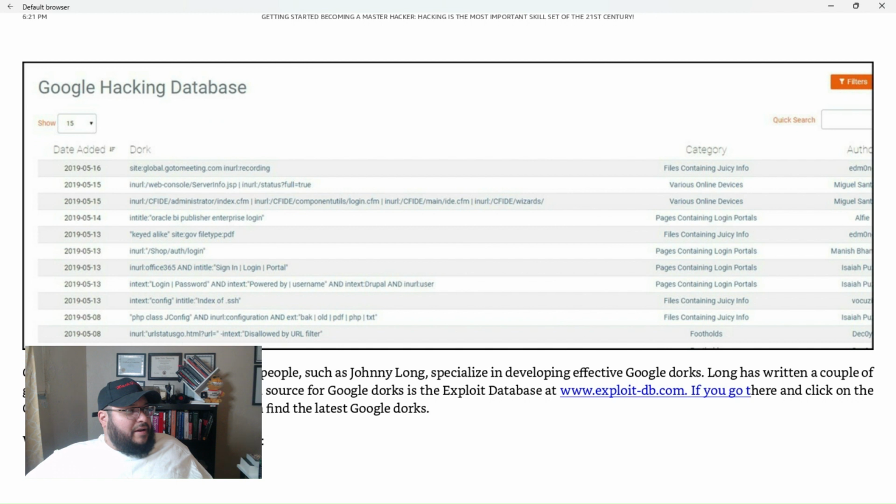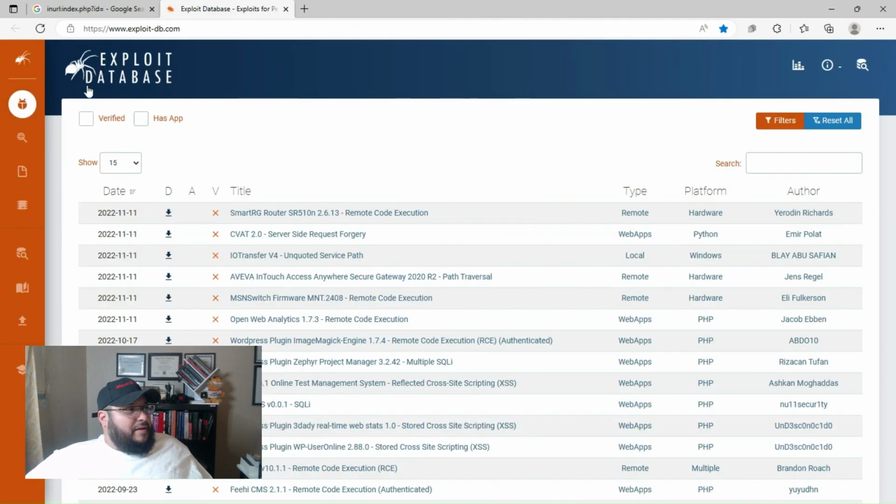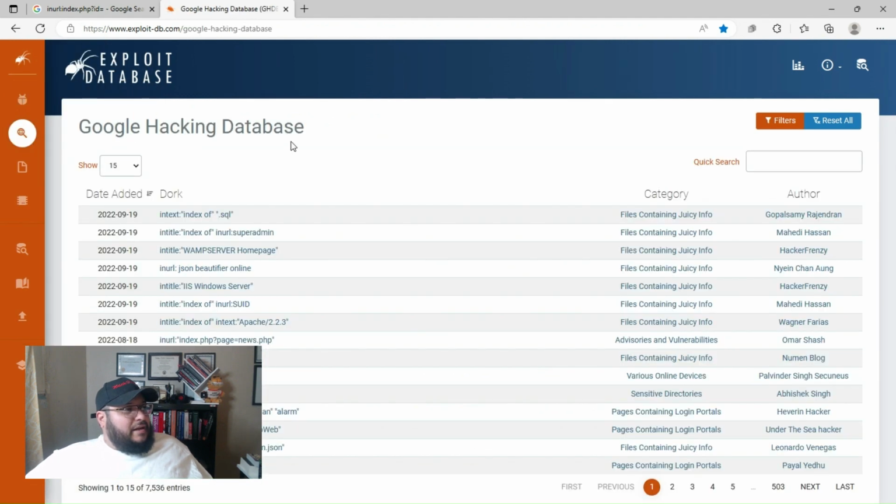Google Dorks are innumerable, and some people, such as Johnny Long, specialize in developing effective Google Dorks. Long has written a couple of good books on the subject. Another good source of Google Dorks is the exploit database, exploitdb.com. If you go there, click on the GHDB tab to the left of the screen, and you can find the latest Google Dorks. Let's do that. The GHDB tab. That seems fun. So we're gonna go to database. Okay, GHDB. Google Hacking Database.